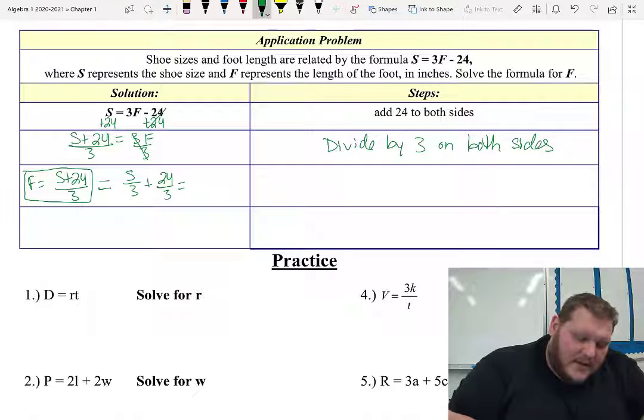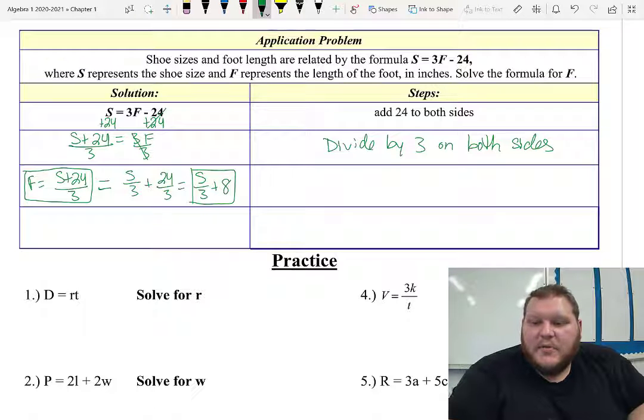So in this case, the only reason I would want to do that is because then my equation, depending on your personal preference, is a little more simple. S over 3 plus 8. So you take your shoe size, divide it by 3, and then add 8.